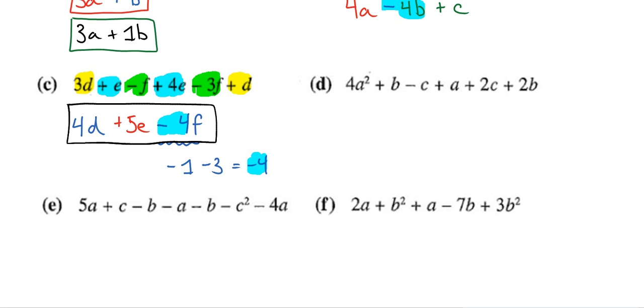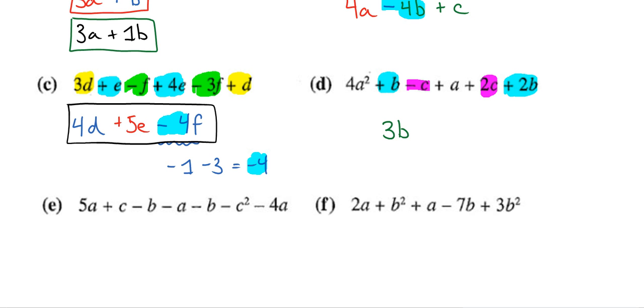Question number D now. You have to be very careful with D, because I have an A there with a square, and then I see the letter A here. Now these two expressions right here, they're not the same. You cannot combine those. The numbers and the letters have to be exactly the same in order for you to combine them. So let's take a look at this B here, plus B and plus 2B. That's not too bad, it's going to be 3B. And then I have a negative C and a 2C.